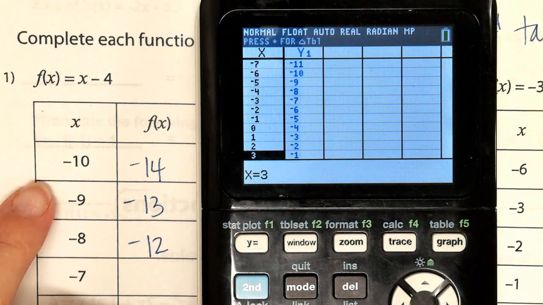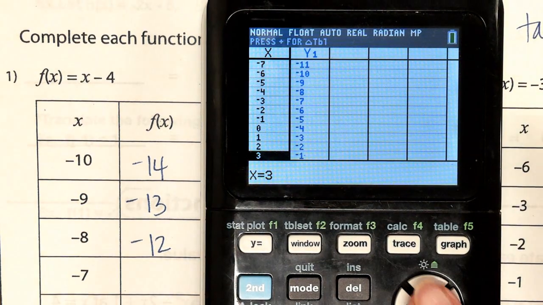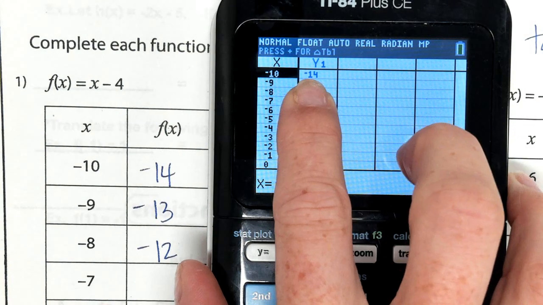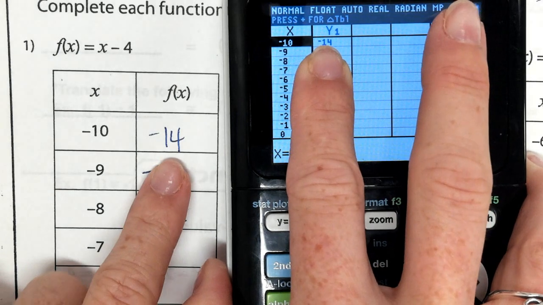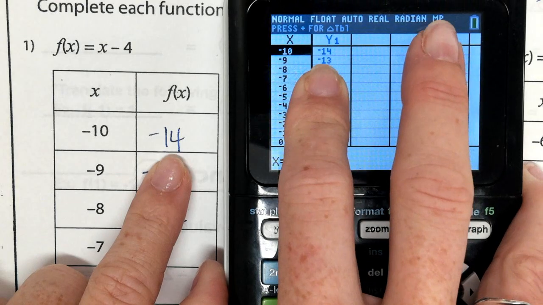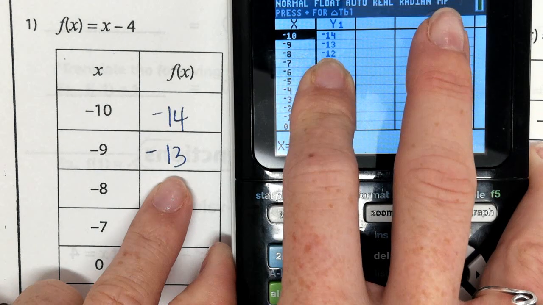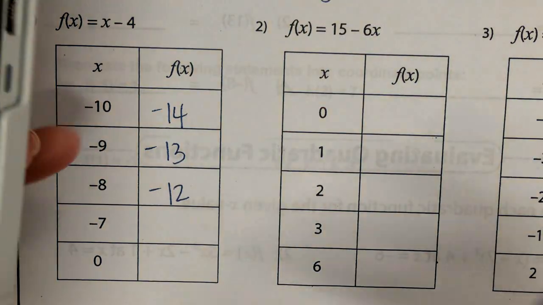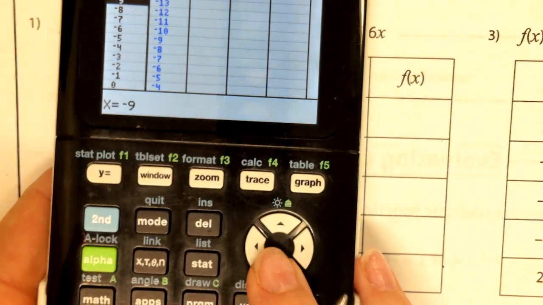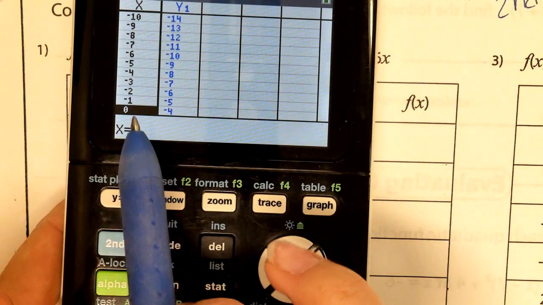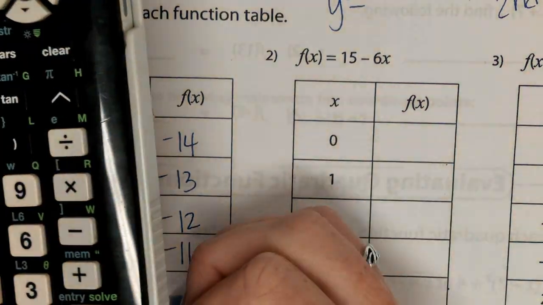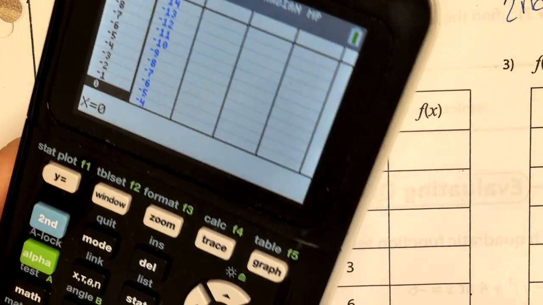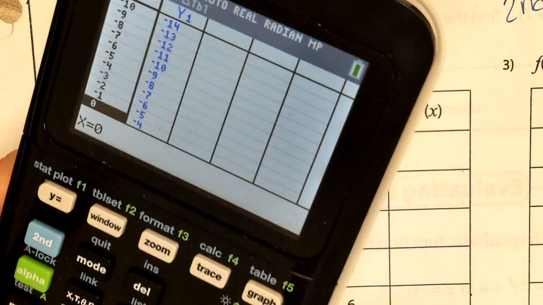So I'm looking for when X is negative 10. So everybody scroll and find when X is negative 10. Did y'all find it? What is Y? Negative 14. Is that what we said it was? When X is negative 9, Y is negative 13. When X is negative 8, Y is negative 12. When X is negative 7, Y is negative 11. And when X is 0, scroll to when X is 0, what is Y? Negative 4. So yes, a lot of these you can do in your head, but it's just so much faster to put it into y equals and let the function in the calculator do it.